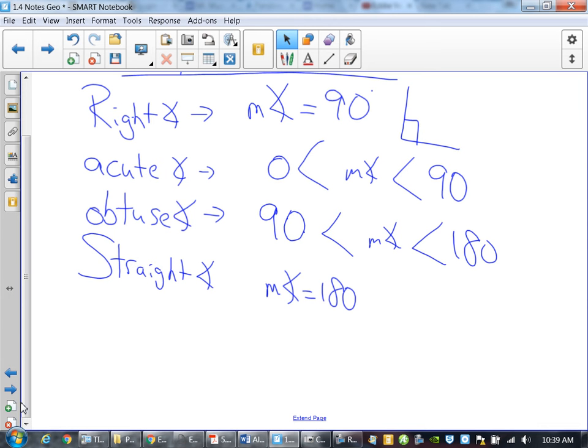When we walk through these things, it's not so much a matter of having to prove or solve anything. It's a matter of, can you identify what type of angle something is when you're done with it? That kind of stuff, okay?